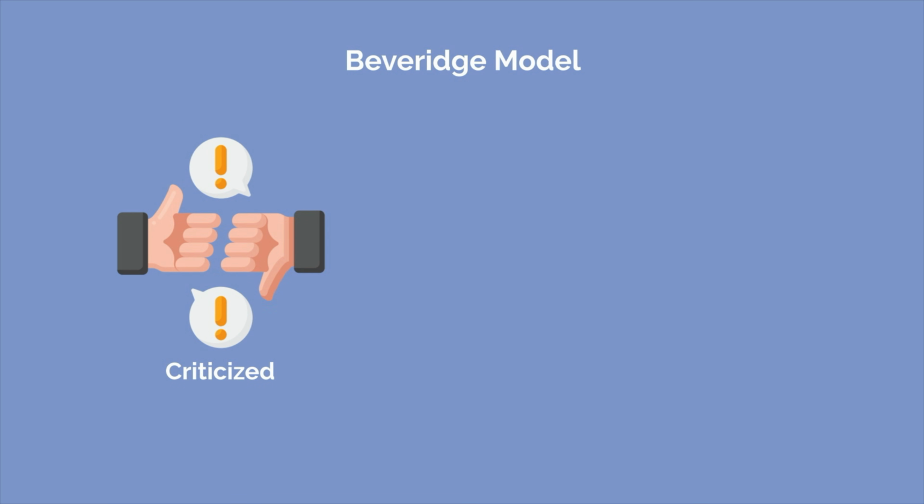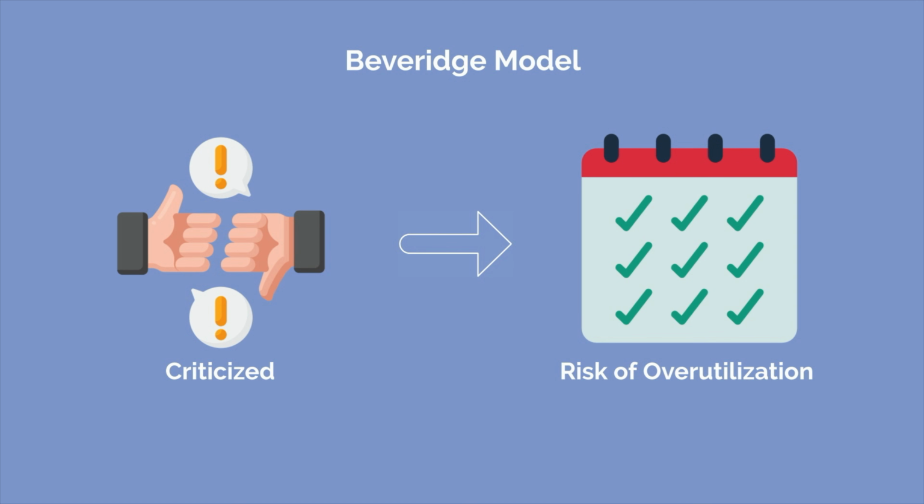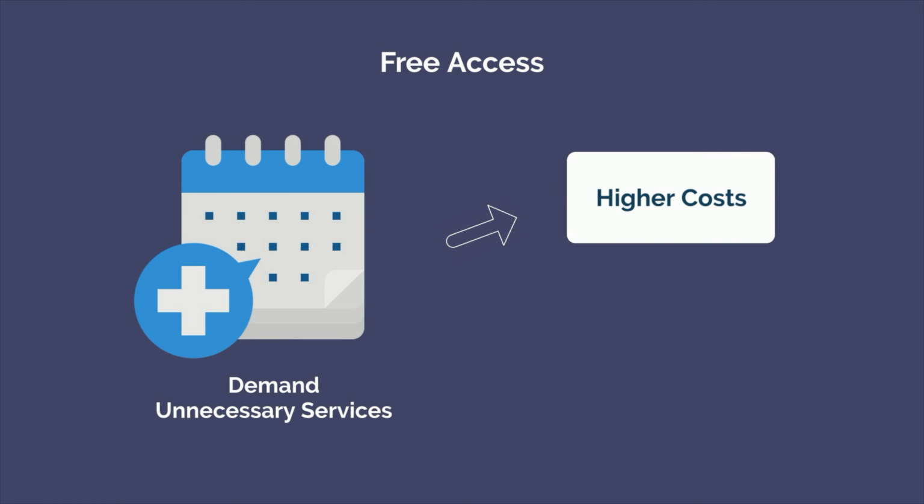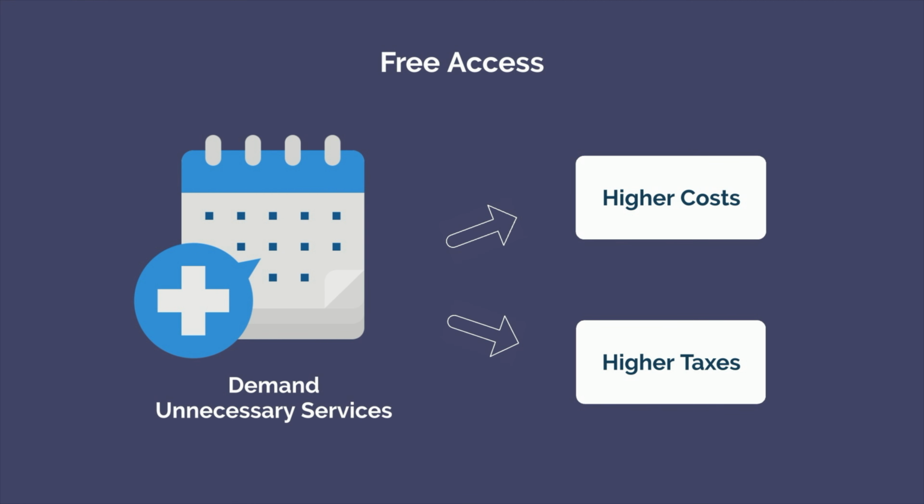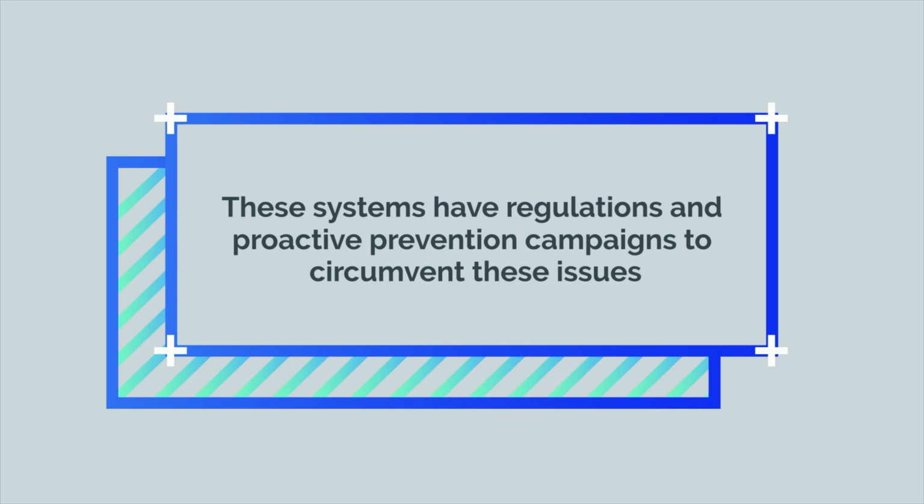The Beveridge model is often criticized for its potential risk of overutilization, as policymakers fear that free access would drive patients to demand unnecessary services, resulting in higher costs and taxes. That said, these systems have regulations and proactive prevention campaigns to circumvent these issues.